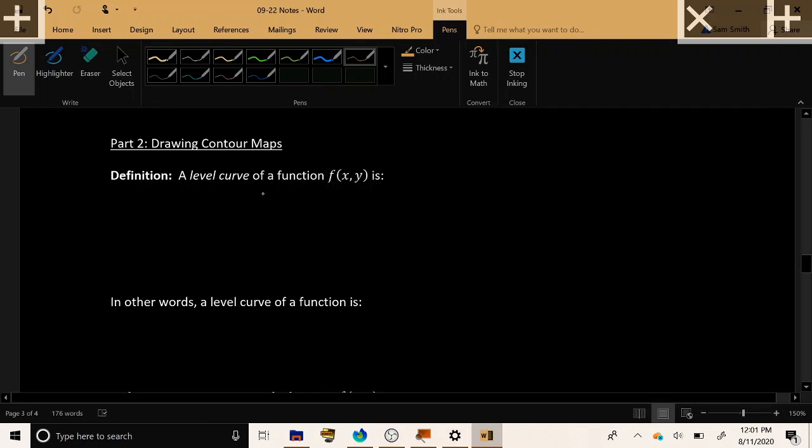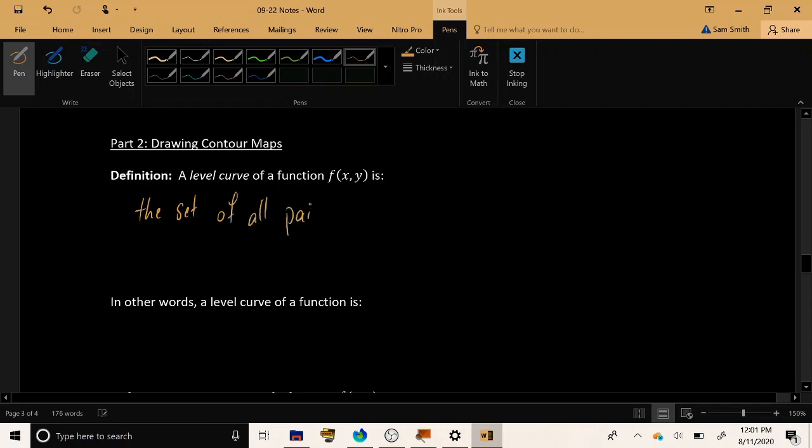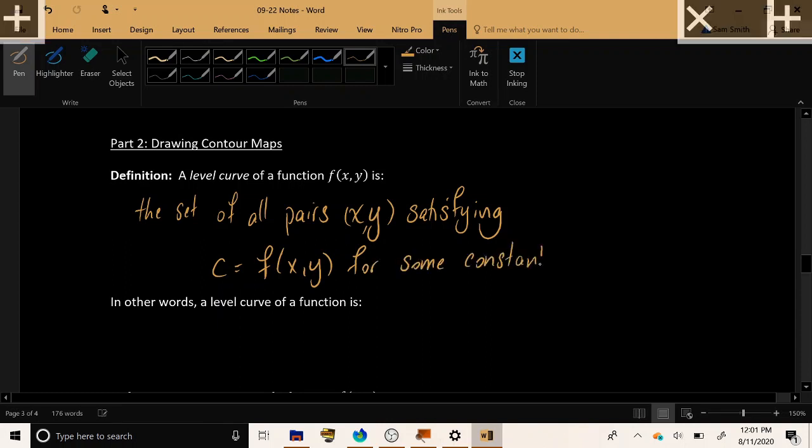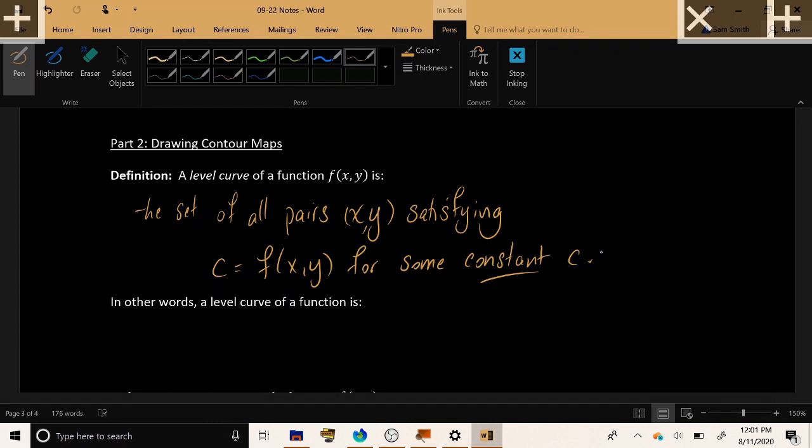So, a level curve of a function f of x, y is the set of all pairs x, y satisfying C equals f of x, y for some constant C. What this is saying is that a level curve is a collection of pairs x, y, and all of the pairs in this set, if you plug them into the function, will give you exactly the same output. They will all give you exactly the same C value.